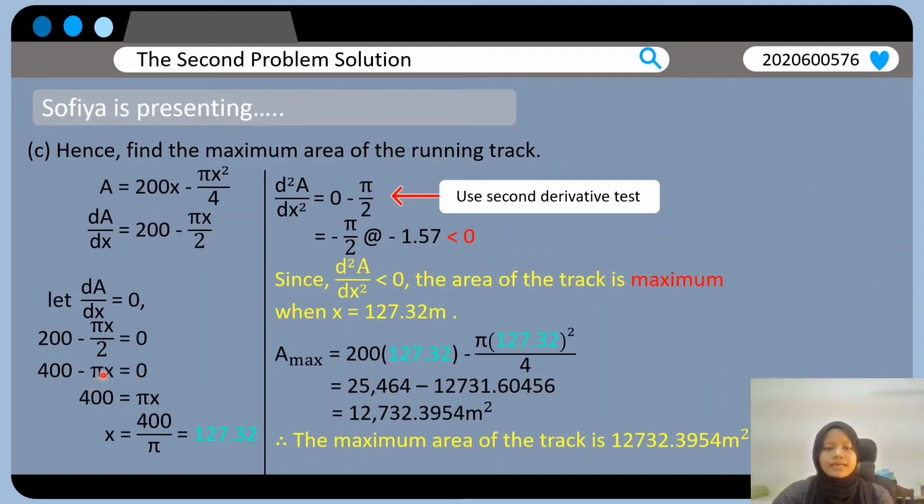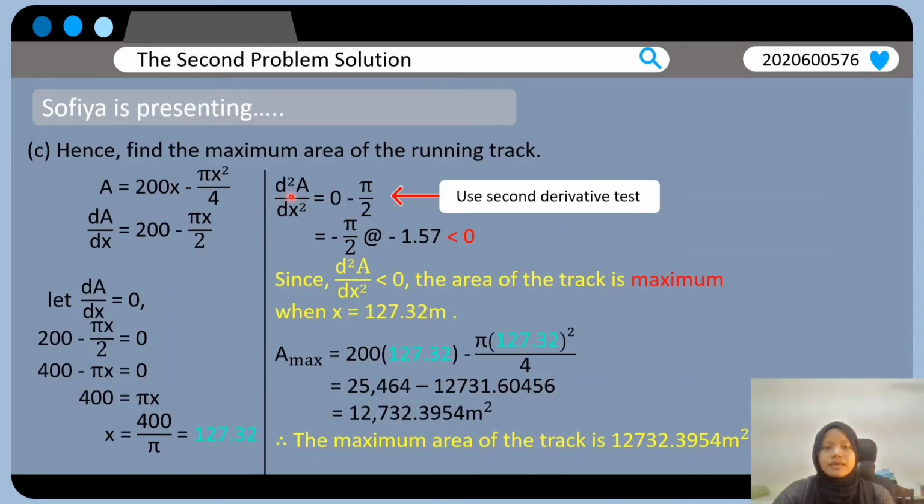Bring the negative pi x to the right side, so it would be 400 equals pi x. And then, making x the subject, x equals 400 over pi. When we use the calculator, we will get the answer as 127.32. And then use the second derivative test to test whether the area is a maximum or minimum.